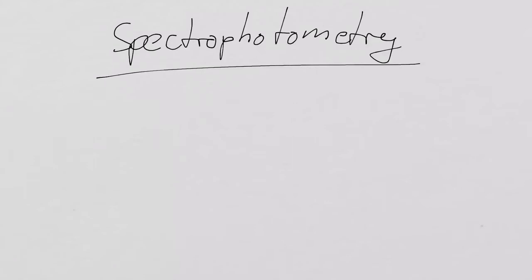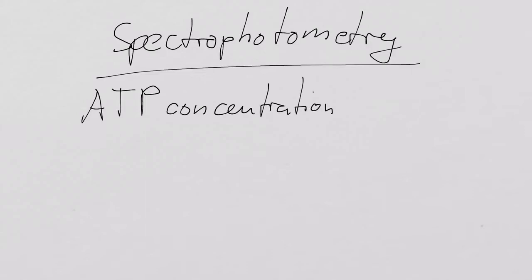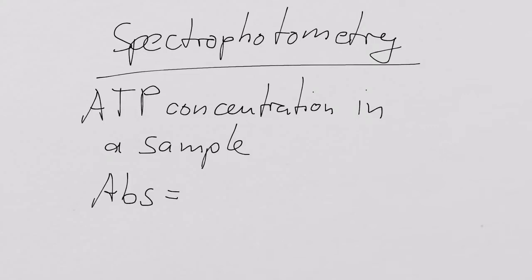Let's say, good evening. Let's say in the lab we do an experiment. For example, we want to measure the concentration of ATP in a sample. And we know that we can do that using the Beer-Lambert law, where we have absorbance equals the concentration of our substance times the path length of our little cuvette times the extinction coefficient for this particular substance at a certain wavelength.